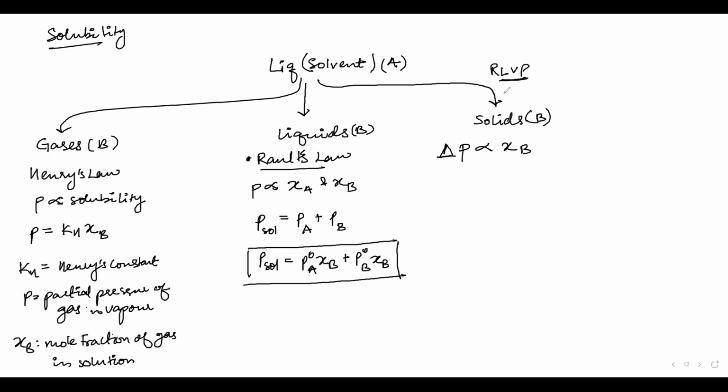Henry's law, Raoult's law, then relative lowering of vapor pressure, that is delta P is directly proportional to chi B. You can note this down.